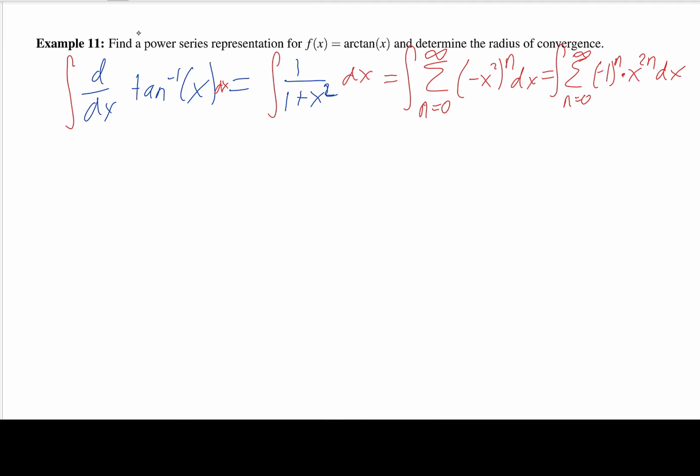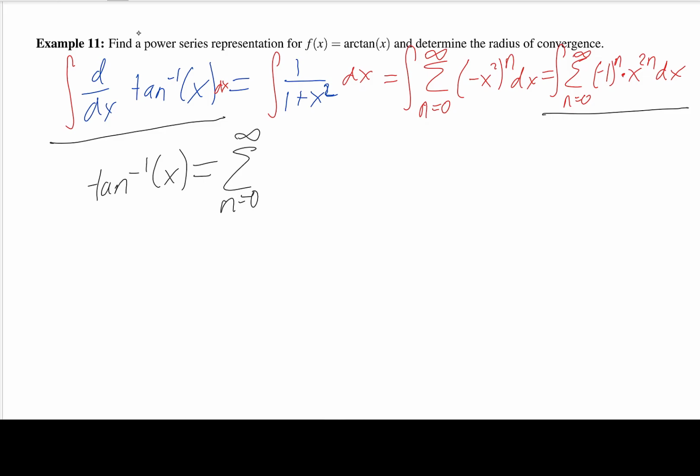So on the left-hand side, our integral and our d dx cancel out. So we'll have tan inverse of x is equal to, right, so I just worked on this piece right here. Now I'm going to work on this piece over here. Remember our integral rules, they say that we add 1 to the exponent of x and then divide by that exponent. So we'll get the sum from n equals 0 to infinity of negative 1 to the n times x to the 2n plus 1. And then we'll divide by this new exponent.